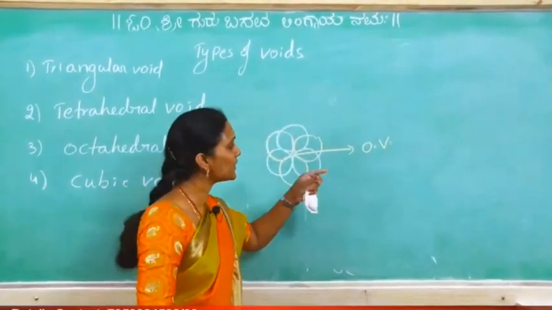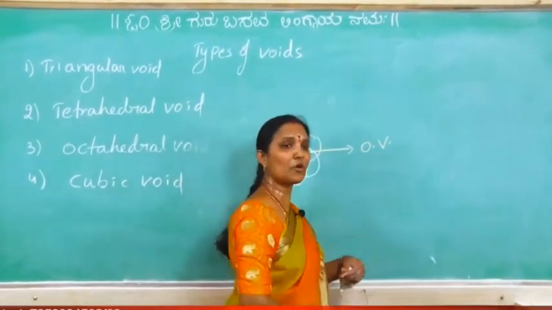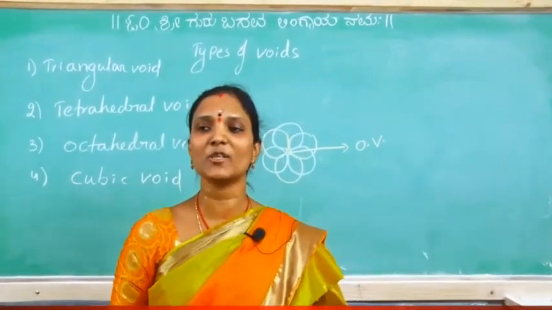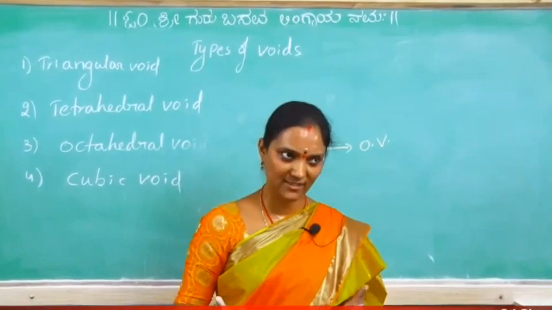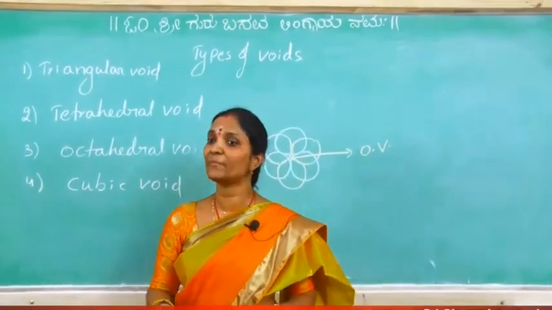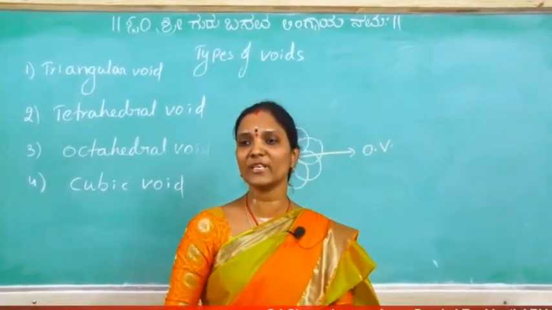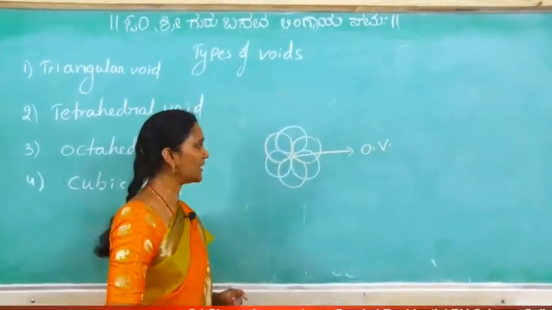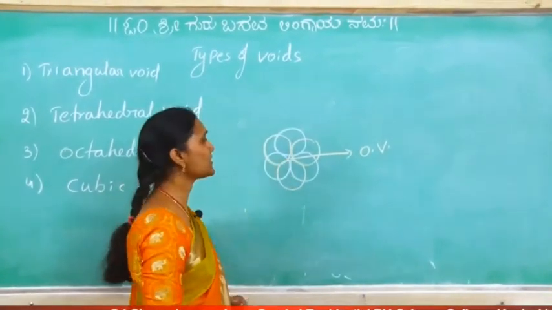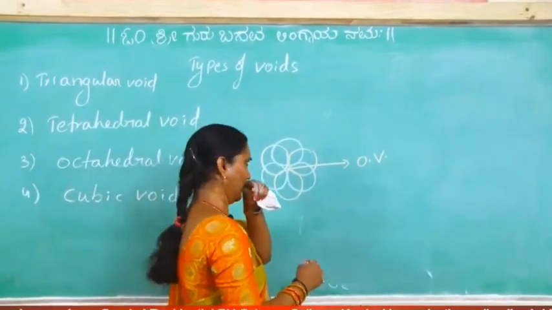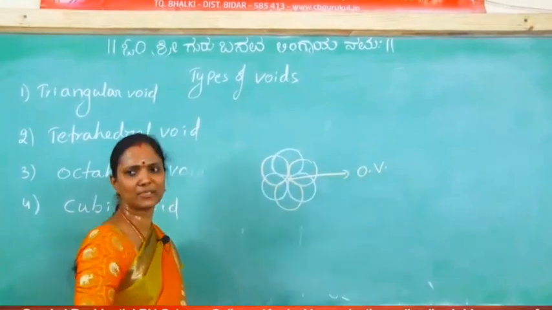In problems they will give TV and OV. If TV is given, it is not triangular void, since triangular voids are not common in FCC and HCP. That's why if TV is given, definitely it is a tetrahedral void, and if OV is given it is an octahedral void. What is the coordination number of this octahedral void? 6. Now how to find the radius of this octahedral void?